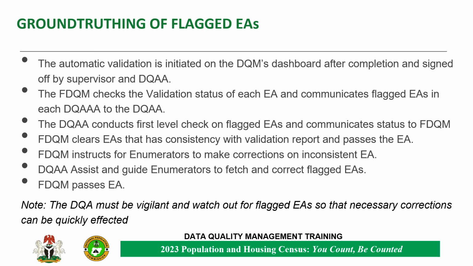Note the DQAA must be vigilant and watch out for flagged EAs so that necessary corrections can be quick and effective. So the DQAAs are advised to keep checking their PDAs and watch out for flagged EAs. They keep checking FDQM remarks. They don't have to wait for the FDQM to call and inform them ahead of time about flagged EAs. So they need to keep checking their PDA consistently for FDQM remarks.